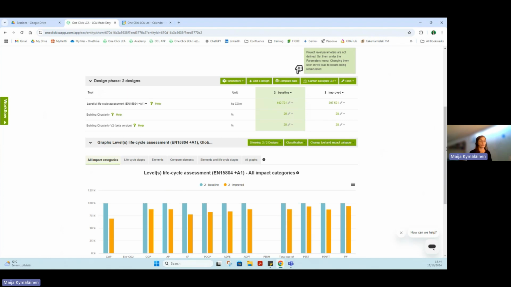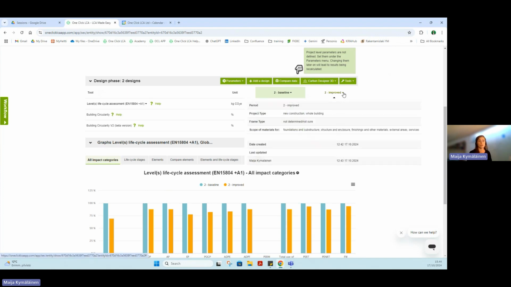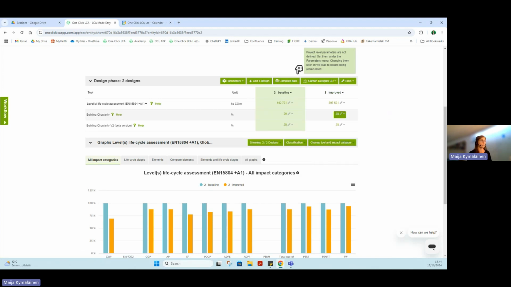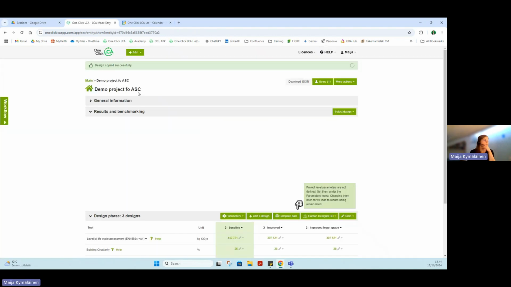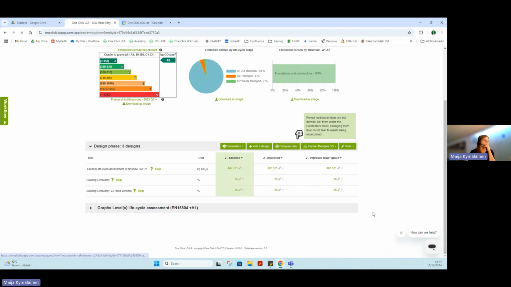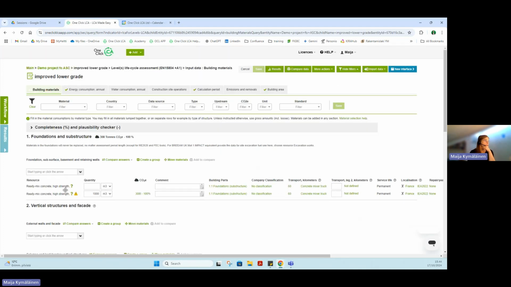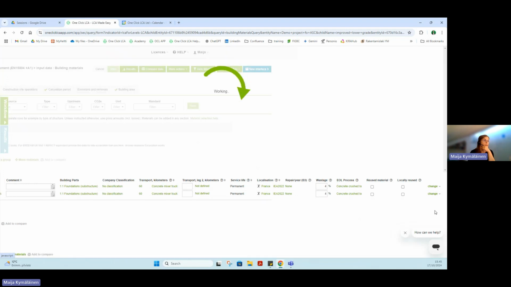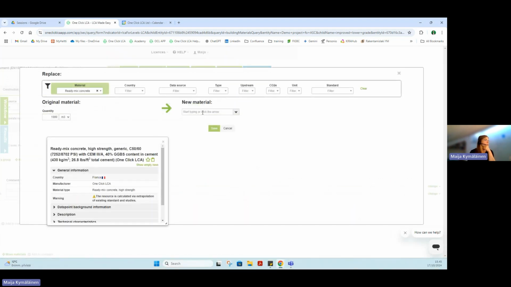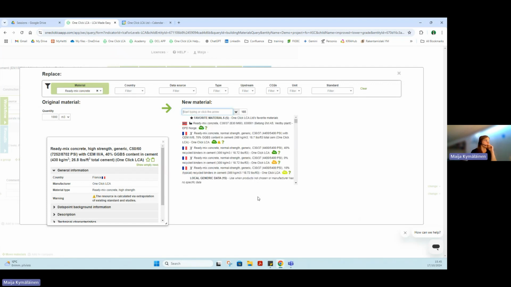But then a structural engineer comes over and says that we can easily manage with a lower grade concrete. So we again copy and go lower grade, and then we can change our materials again. You can do this manually here, or you can use the replace function as I showed you. We can try how it would work. We would go with C30/37, for example, and see if we have some options here.